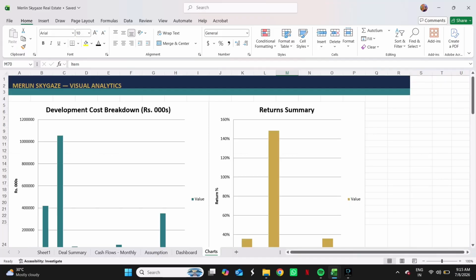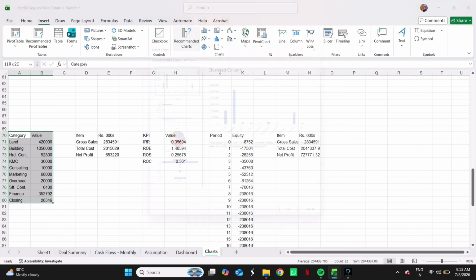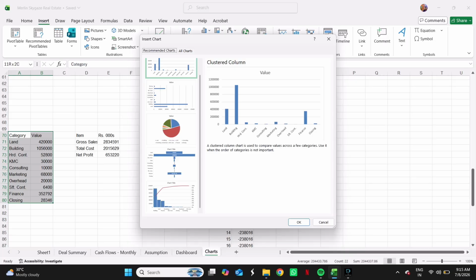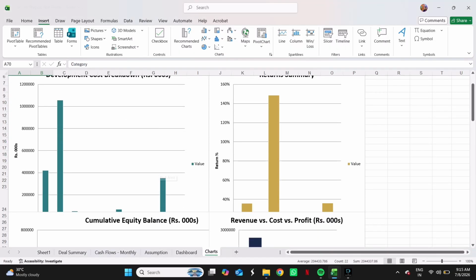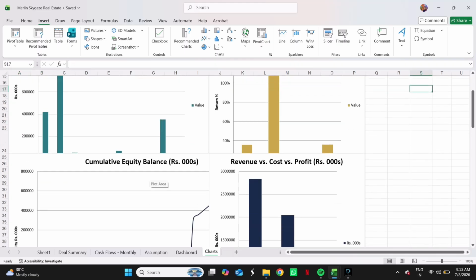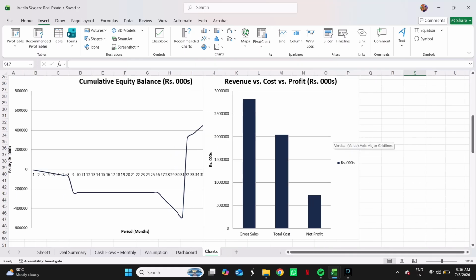It's very easy. You just have to select the data, insert, and choose the chart, the recommended chart. There will be many options. You can select any of them and just change the format axis, and you will easily find it. In the cumulative equity balance, the balance is negative for the first 31 periods, and afterwards there is a positive value. In revenue versus cost versus profit, you can see the gross sale is much higher than the total cost, and the profit is this.